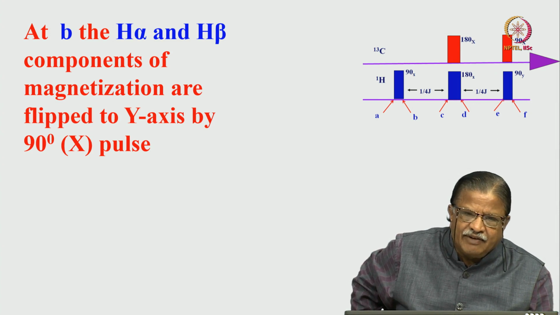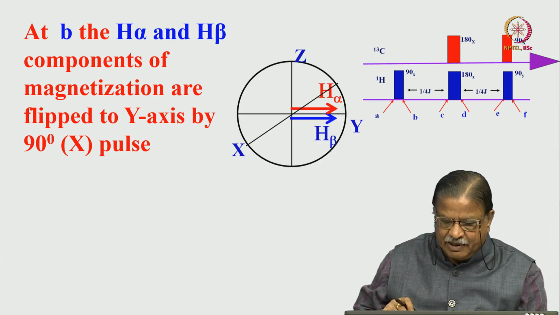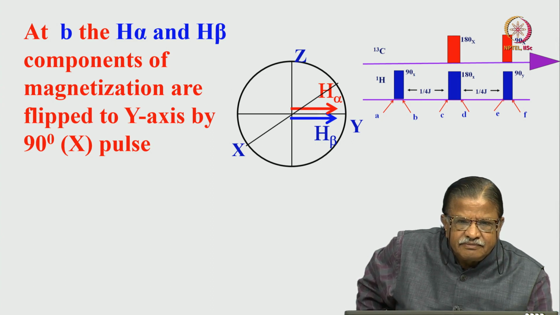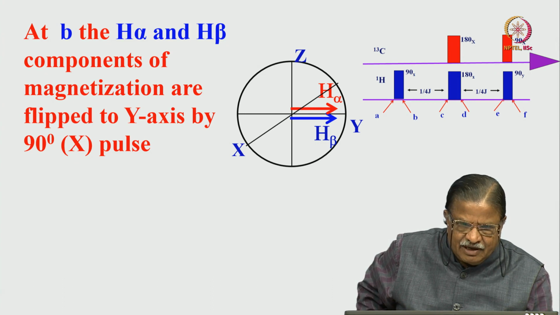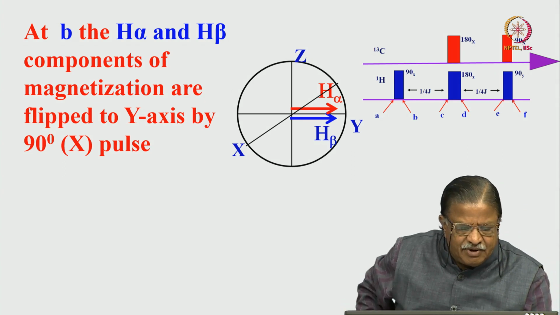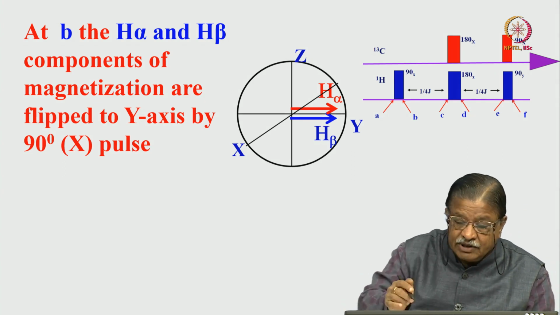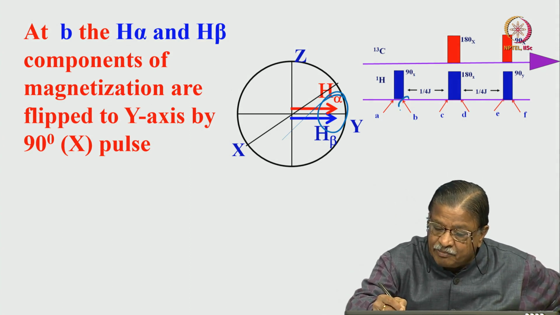The H alpha and H beta components of magnetization are flipped to the y axis by the 90 pulse. I am applying an x pulse, so I am flipping to the y axis. All x, y, z are orthogonal to each other, that you know. I am just simply telling x, y axis. It has moved to the y axis. Both alpha and beta components are there. That is the situation at point B.